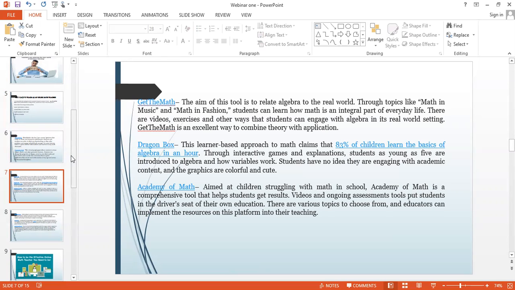The next tool in the list is DragonBox. This learner-based approach to math claims that 83% of children learn the basics of algebra in an hour. Through interactive games and explanation, students as young as 5 are introduced to algebra and how variables work. Students have no idea they are engaging with academic content, and the graphics are colorful and cute.